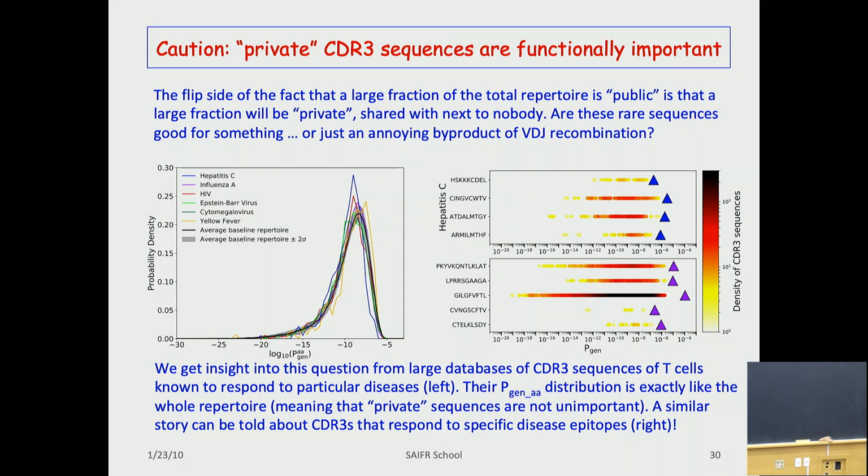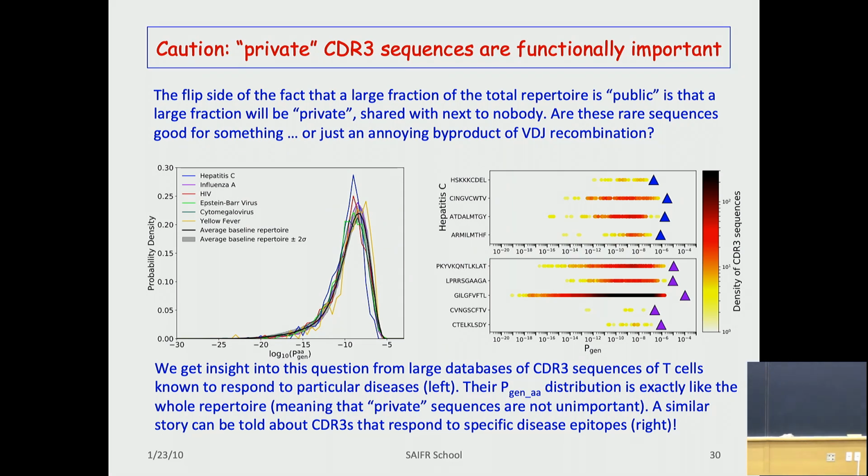In other words, they are not concentrated at the high end of the probability distribution. It's impossible to distinguish these distributions from the background human distribution. So the guys that are lying up here are going to be public, but the guys that are down here are not public, and yet they clearly are responsive to a disease, and therefore they're useful. Exactly how we play this game and exactly what we learn from this from the point of view of fundamental science and medicine remains to be seen.